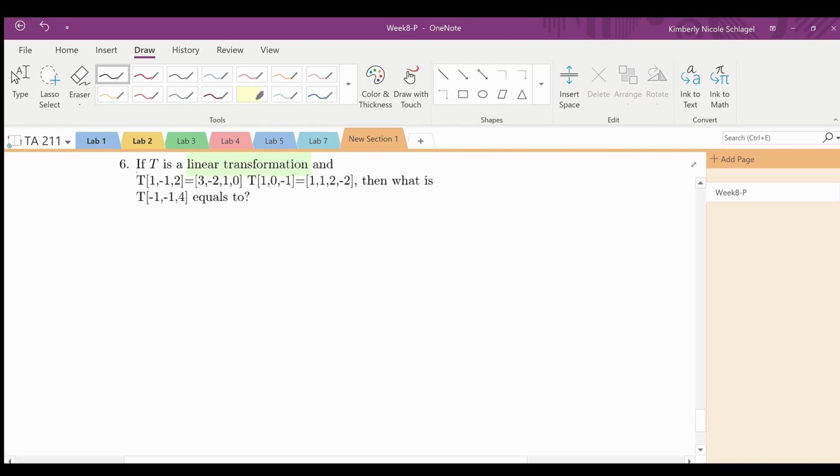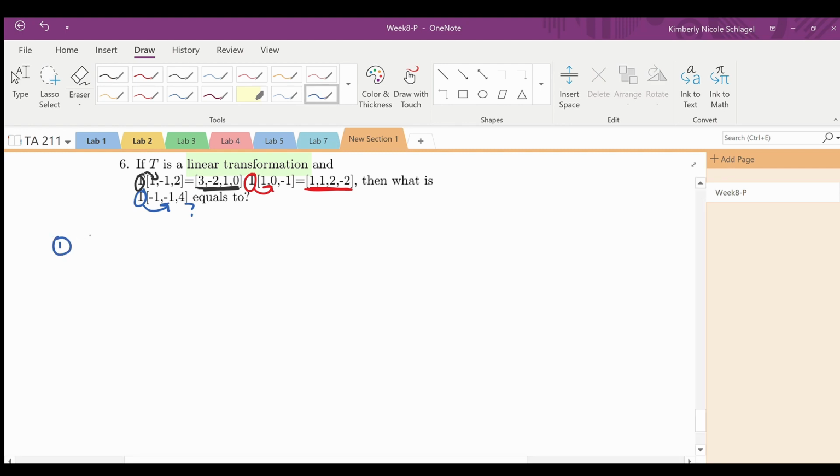It acts on this vector to give us this vector, and our transformation acts on this other vector to give us this vector. Now we need to figure out, if it does that to those two vectors, what does it do to this vector? So our first step here, I'll write out the steps.